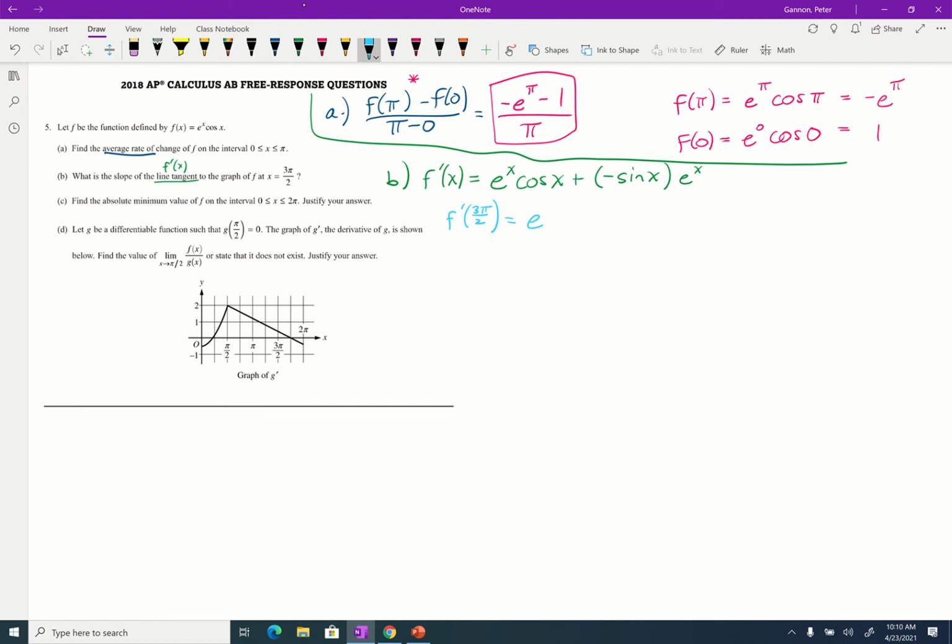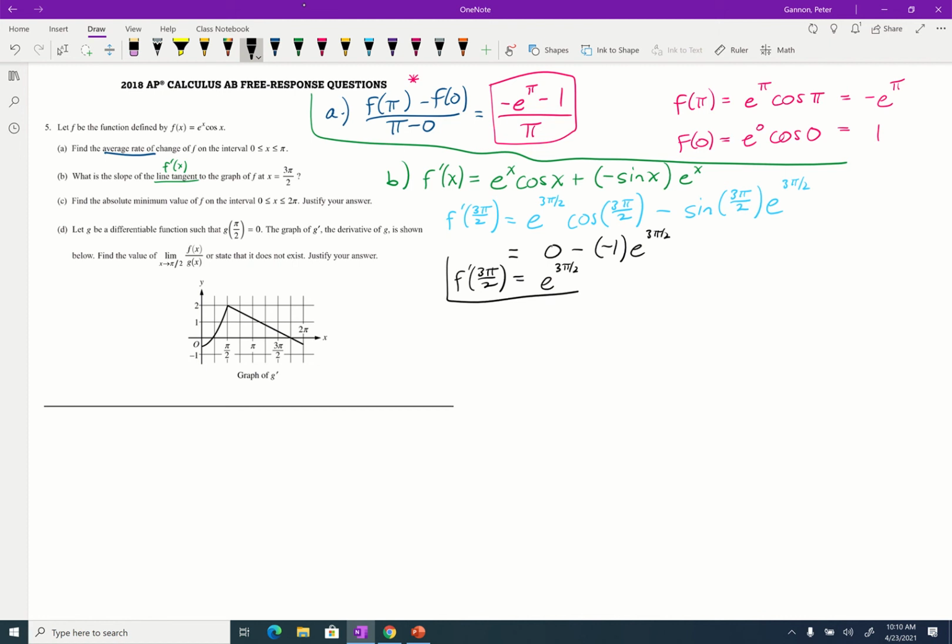So that becomes e to the 3 pi over 2 cosine 3 pi over 2 minus sine 3 pi over 2 e to the 3 pi over 2. And if we simplify that down, cosine of 3 pi over 2 is 0. So this becomes 0 minus sine of 3 pi over 2, that's going to be -1, times e to the 3 pi over 2. So if I have 0 minus -1 e to the 3 pi over 2, that is e to the 3 pi over 2.